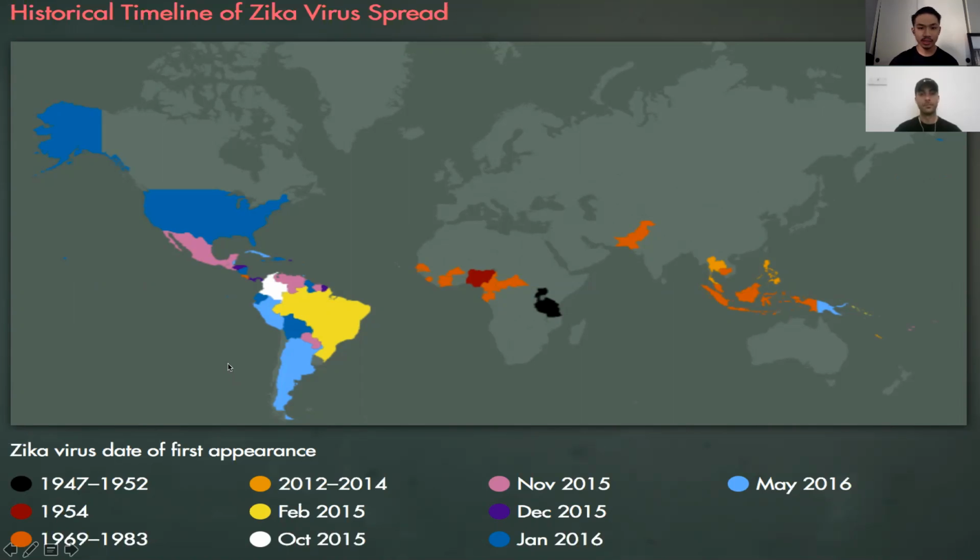This timeline doesn't show what occurs after 2016 because there was a decline in the number of cases, and in 2018 to 2019, there were no reported cases.